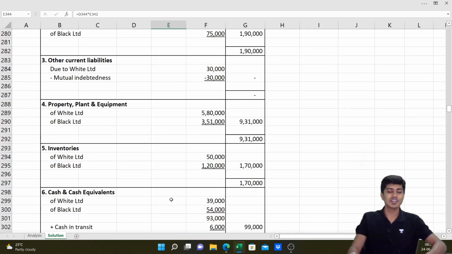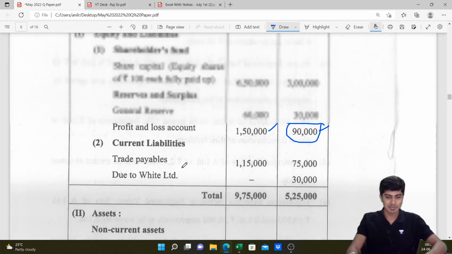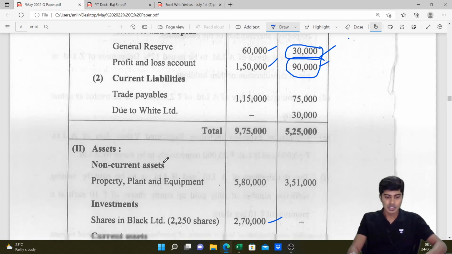So now the only thing left is writing all the assets in the same values. Let's see what is next. The next items in the balance sheet: trade payable 1,15,000 and 1,75,000.